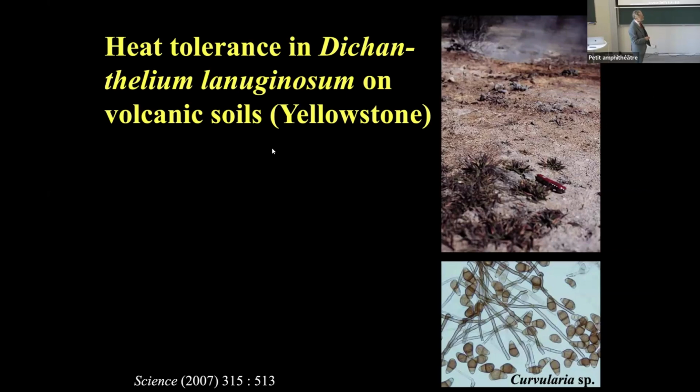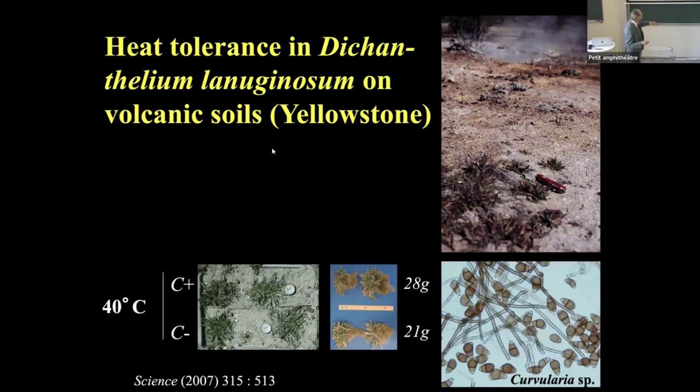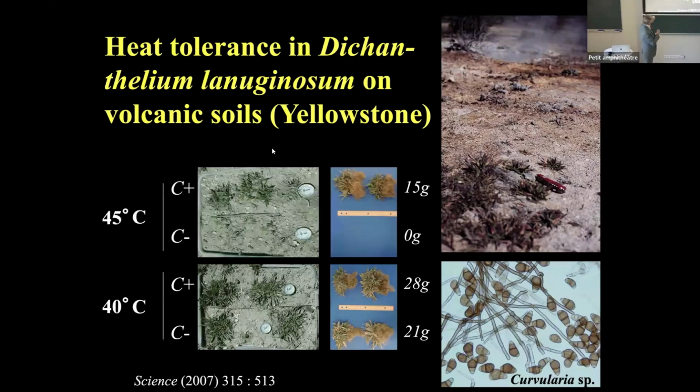This plant is filled with a Curvularia fungus, and well, you can cure the fungus when you are at low temperature. Well, it's low for a Yellowstone plant, okay? You don't have a lot of impact on the growth, but if you go above 40 degrees, then the plant doesn't survive or hardly survives when there is no Curvularia. The funny thing is that Curvularia doesn't grow in the lab over 35 degrees.